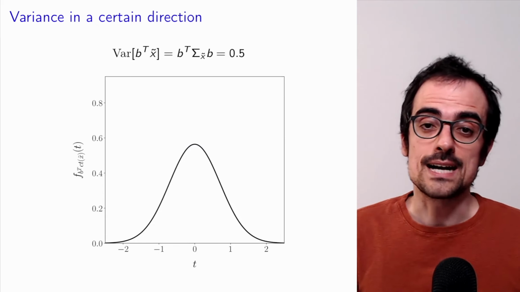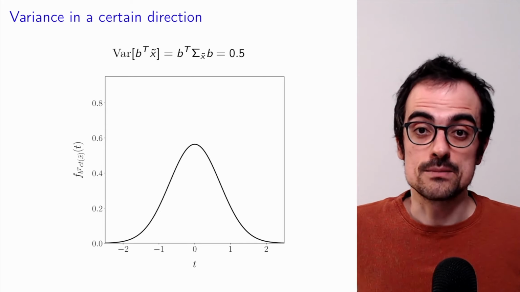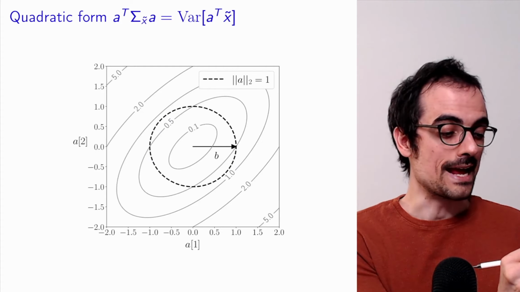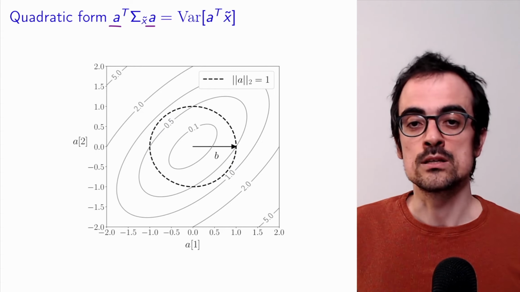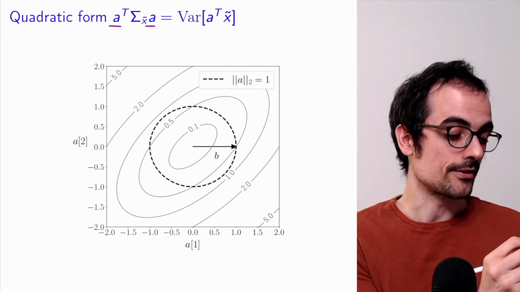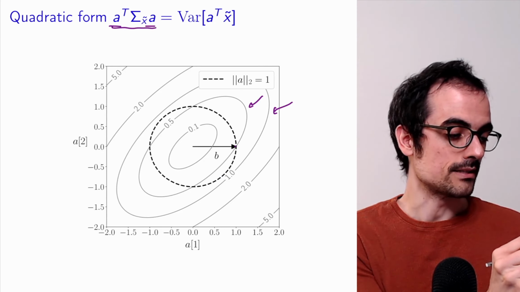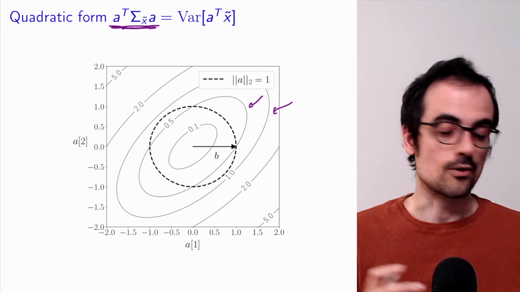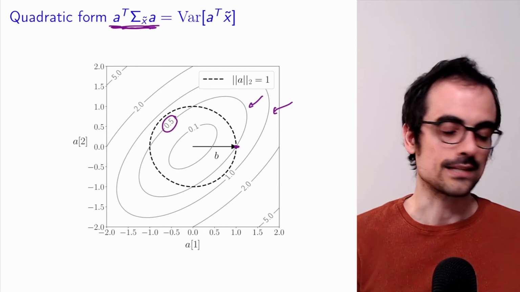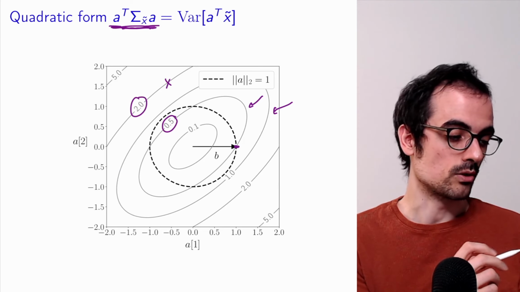What's great about the fact that the variance in any direction is encoded by the covariance matrix is that we can actually consider this quadratic form for any value of A. Here I'm plotting it for our two-dimensional example. So here we have B, where these are the contour lines. These lines here are the contour lines of this quadratic form that gives us the variance of A transpose X for any value of A. For B, we know that the value is 0.5. That's why it's on that contour line. Here, the value would be 2, and so on and so forth.